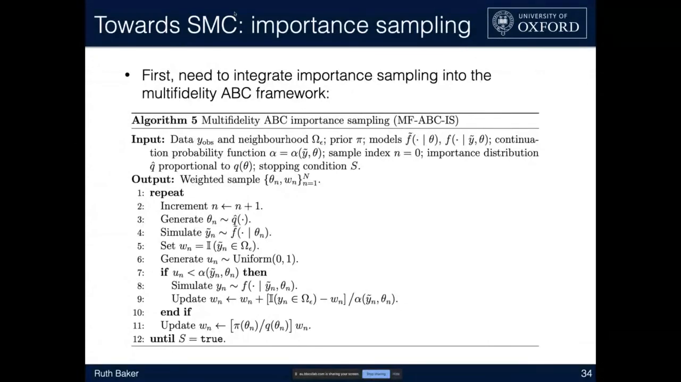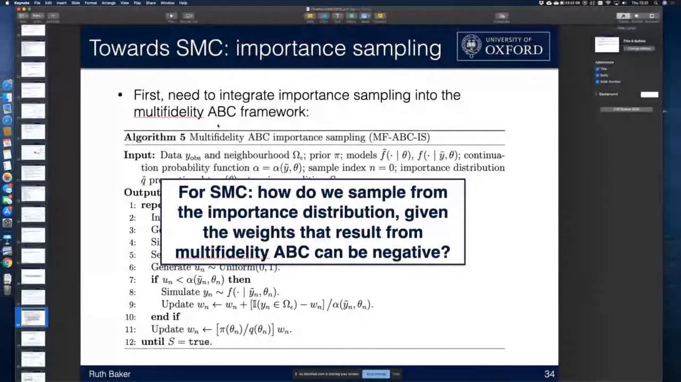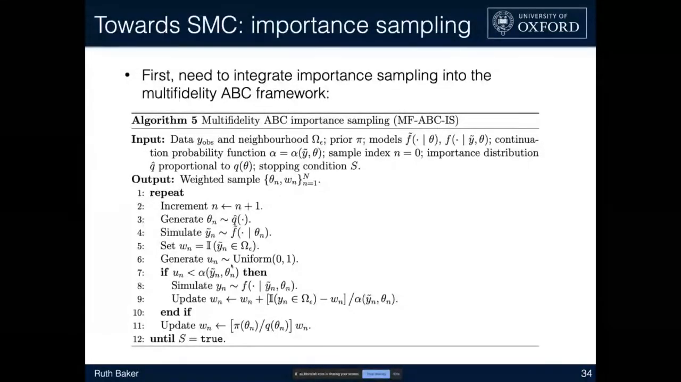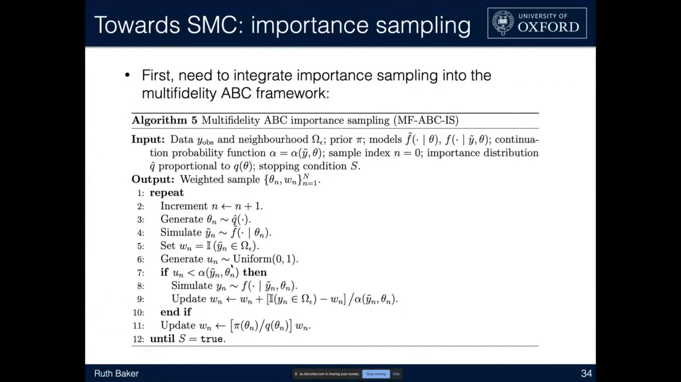You just do it in exactly the same way you normally would. You generate theta in line 3 by sampling from your importance distribution. You do everything else exactly the same way as you would in regular multi-fidelity ABC, and then you just reweight at the end of the algorithm. So that's all good, and we can work out how to do that.